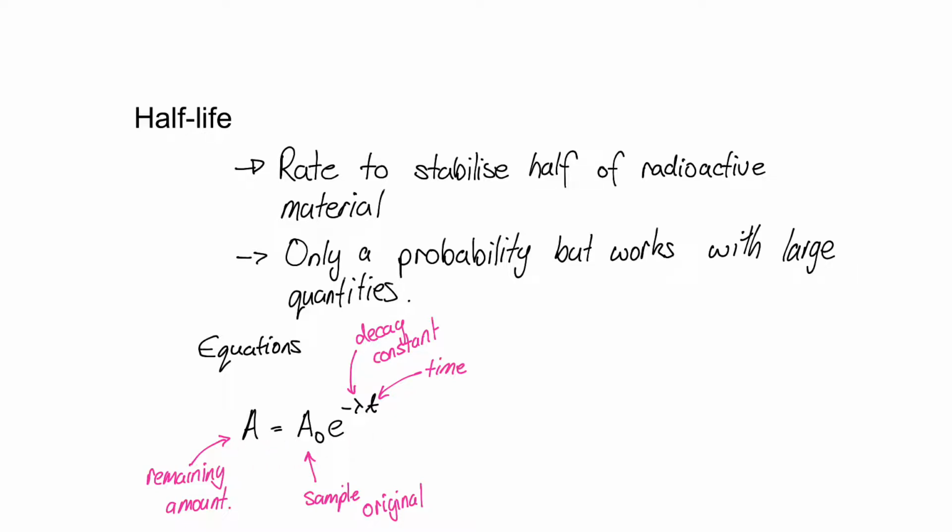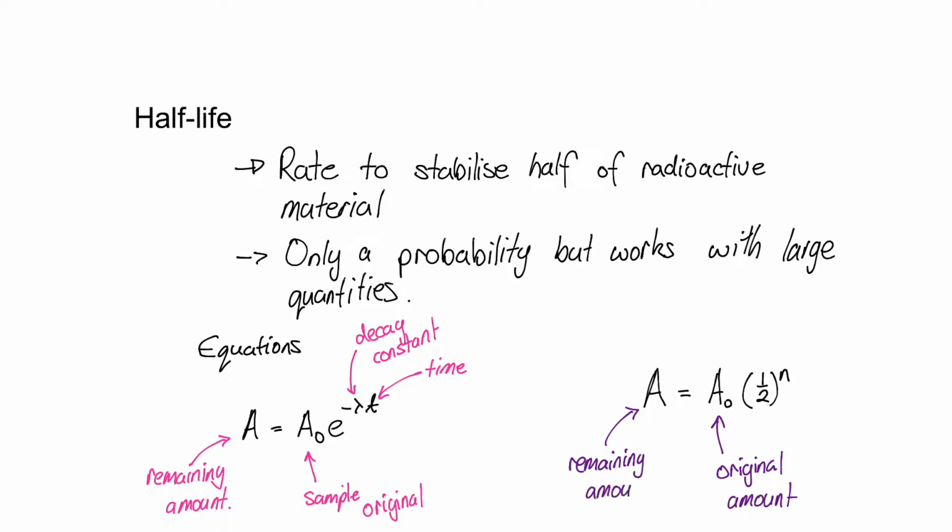For this equation, we need to know our decay constant, which you may not always get in every single question. For that, we have another equation to deal with. This one is just A is equal to A0, 1/2 to the power of n. Our A0 is still the same, so this is our original amount. Our A is our remaining sample. Half here refers to, well, it's decaying by half that amount. And the n here refers to the number of half-lives.